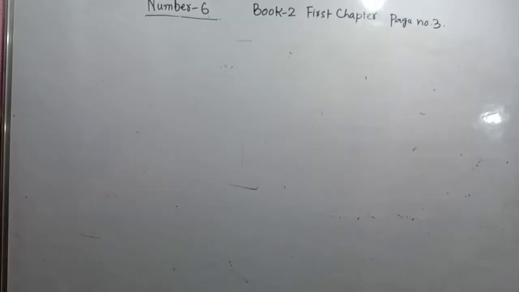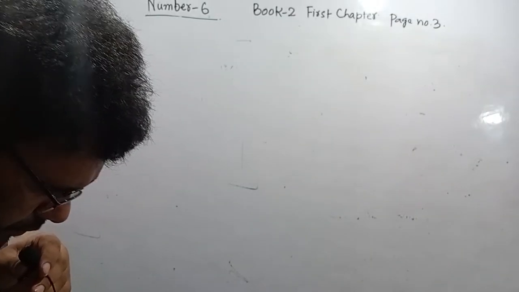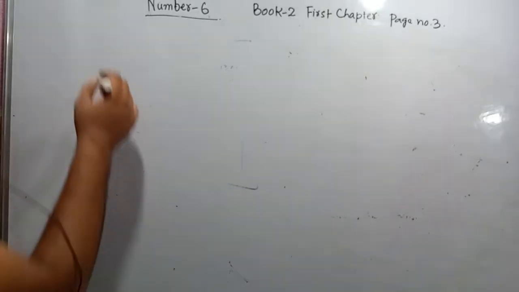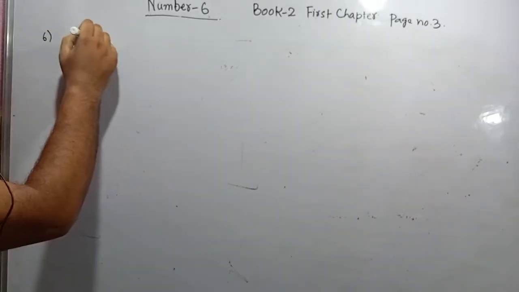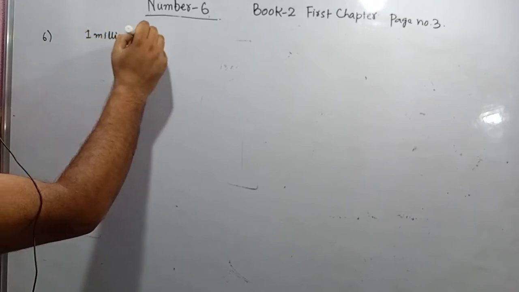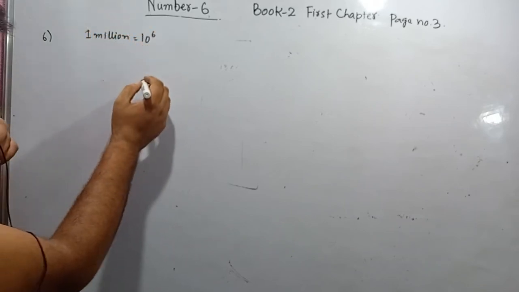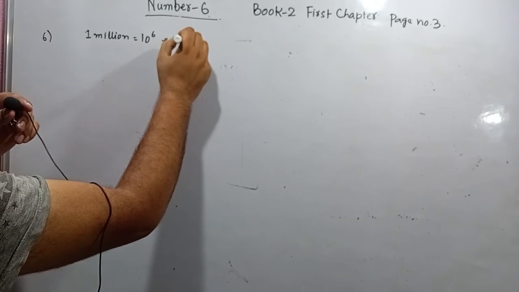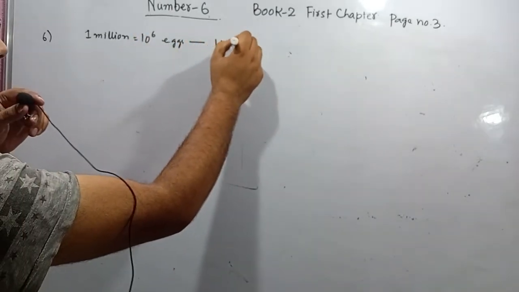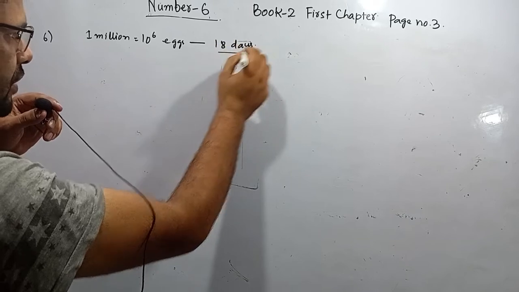Now coming to the next question, question number 6. A queen termite lays 1 million eggs in 18 days. So what is this? 1 million, that is 10 power 6 eggs. It lays 1 million eggs in 18 days. This is the given question.